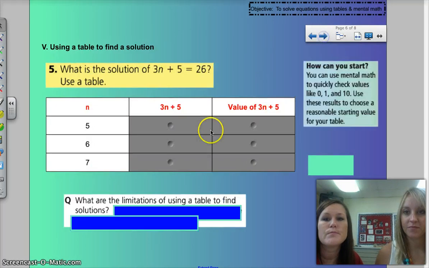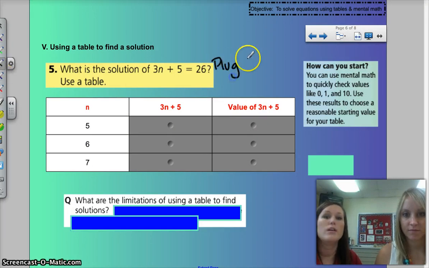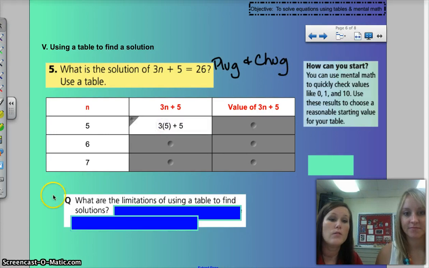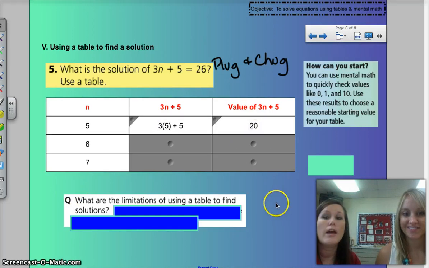All right, what is the solution of 3n plus 5 equals 26? Use a table. What they've done here is given us values to solve for. We're going to plug and chug. So we're going to plug in 5 for n, just like so, and then find the value of that. 3 times 5 is 15, plus 5 is 20. Perfect, and so on and so forth.